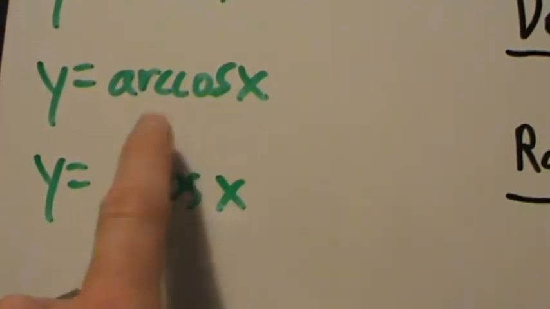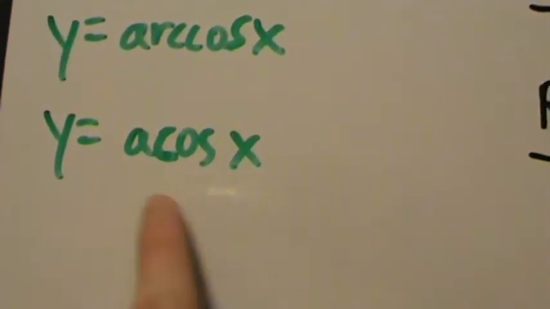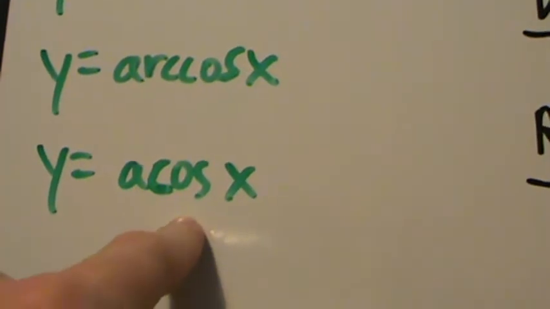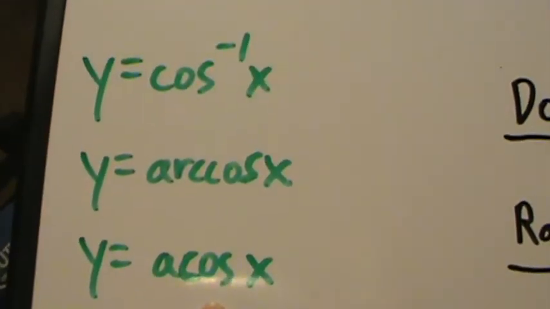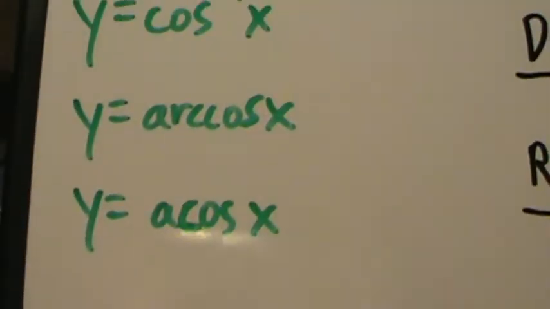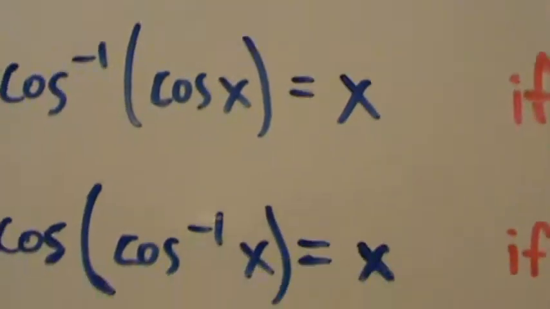And short for arc cosine is a cos, y equals a cos of x. So this isn't really common, not as much as it used to be anyway, because it depends on where you are though. Anyway, that's just 3 different ways of saying exactly the same thing, just the inverse cosine of x. So 3 different ways of saying it.